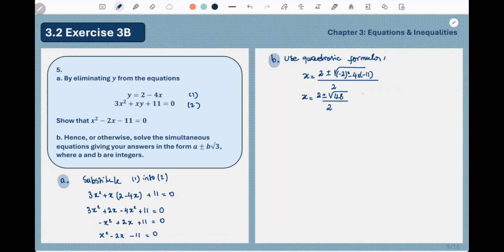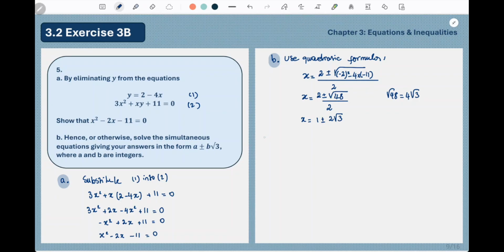Over 2. If we simplify this, it is going to be 1 plus or minus the square root of 48, which is simply 4 square root of 3, and 4 over 2 is 2, so 2 square root of 3. Eventually we found the answers for x in the given form. We're not done yet. We still have to find y because we're aiming to solve this simultaneous equation, and it's only solvable once you find y and x. That's where you can say, oh, I'm done.